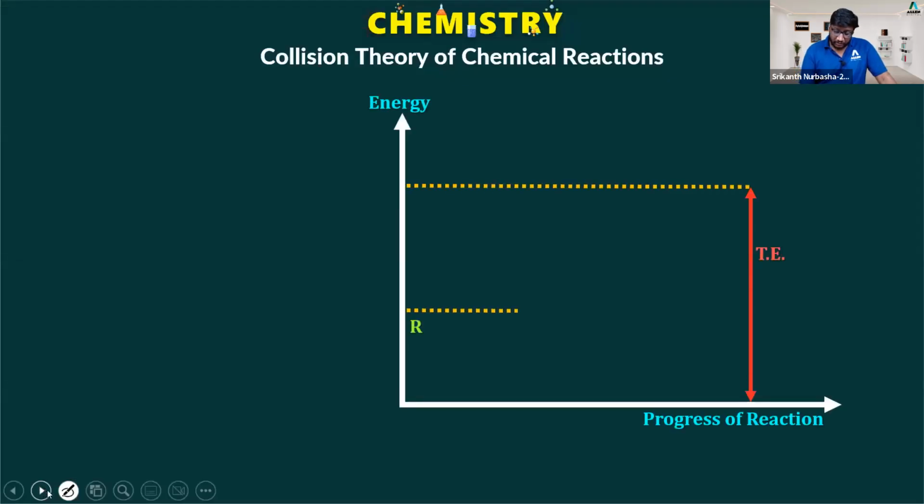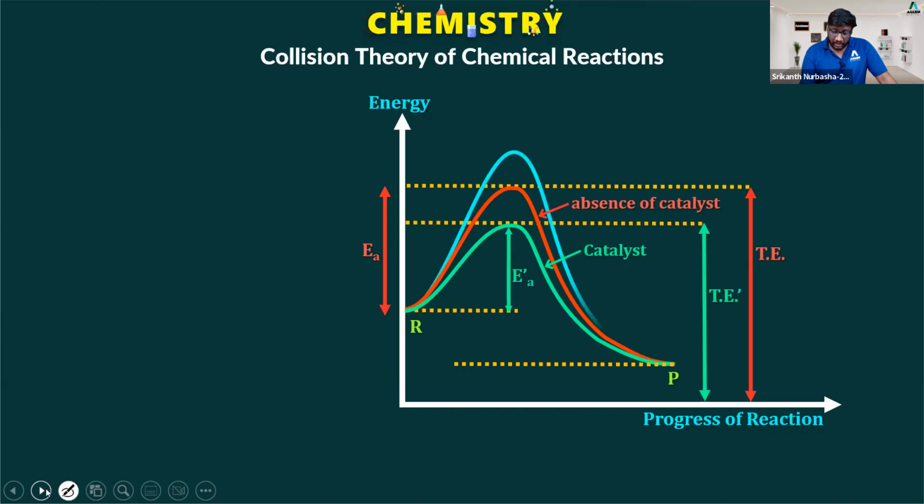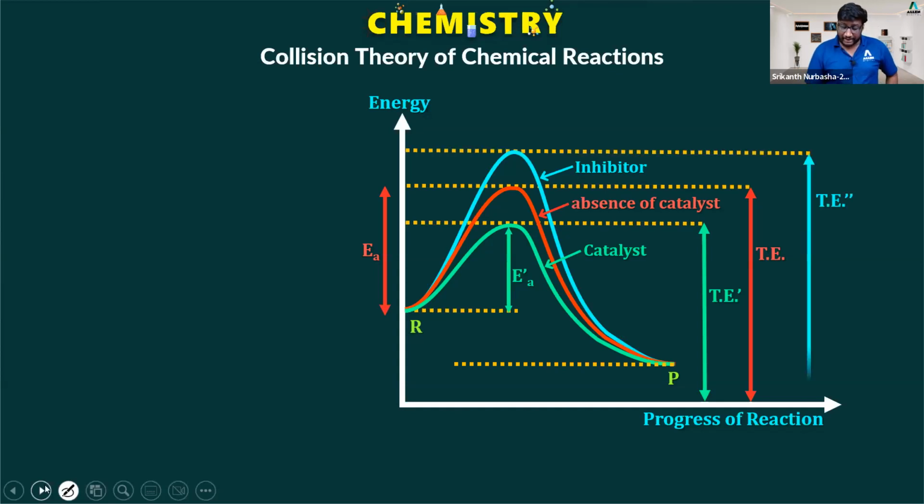So this is the energy, this is the reactant, this is the absence of catalyst. In the presence of catalyst, what happened? The threshold energy decreased, the activation energy decreased. In the presence of inhibitor, what happened? The threshold energy increased, as well as the activation energy. So the more the activation energy, the less the rate of reaction. The less the activation energy, the more the rate of reaction. That is how you can understand the energy profile diagram in the absence of catalyst, in the presence of catalyst, and also in the presence of inhibitor.